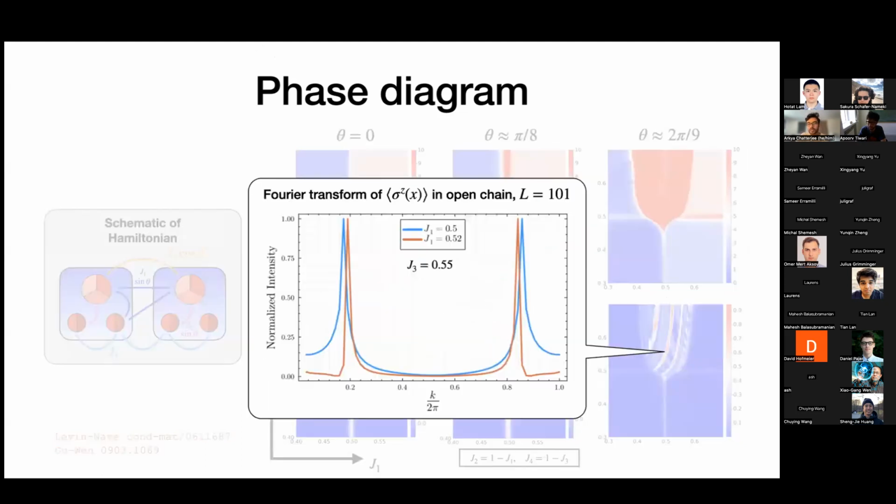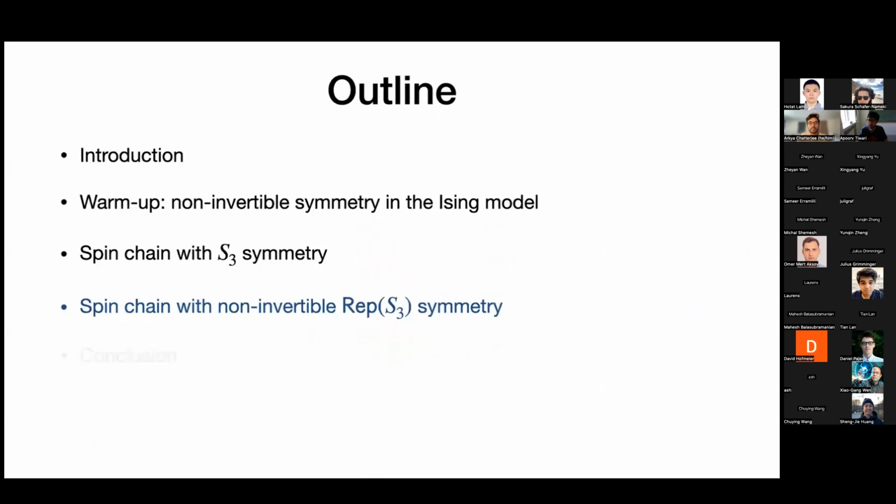And yeah, it's also in addition to this Fourier transform data, so they're all consistent, and that's why we feel pretty confident arguing that it's an incommensurate phase. Great. So let me move on.